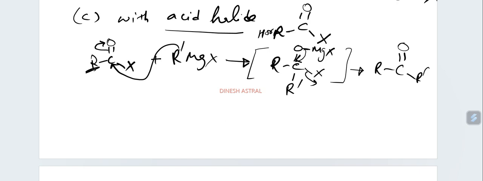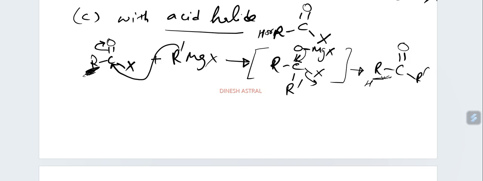Now please note one thing. In the acid halide, if one side is hydrogen, here also hydrogen will remain as it is, so you'll get an aldehyde. If there is a carbon group on the acid halide, here also this carbon group will remain. So in that case, you'll get a ketone.